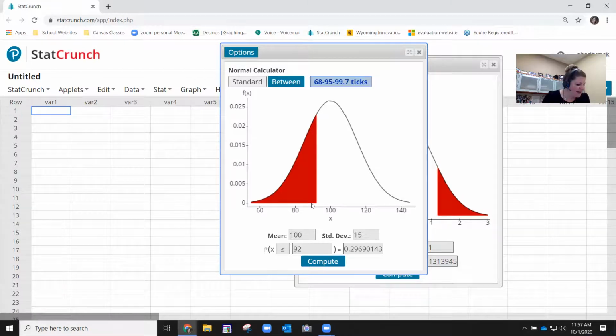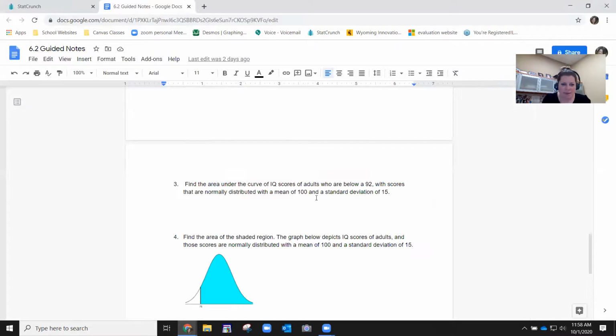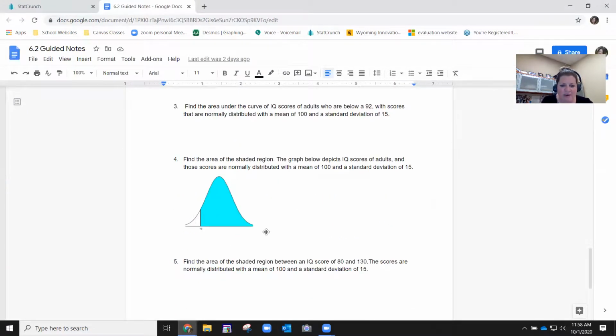Okay, what if you were asked to find the area of the shaded region? So it's asked different. The area of the shaded region. So you could be asked the probability or the area of the shaded region of the graph below that depicts an IQ score. So you clearly can't see the graph below. Okay, here we go. So if we're asked the area of the shaded region, here's the graph.